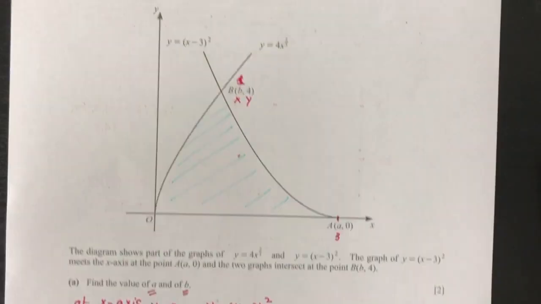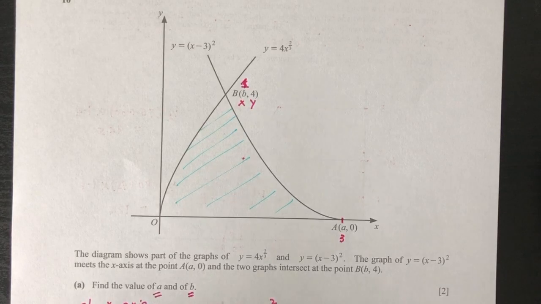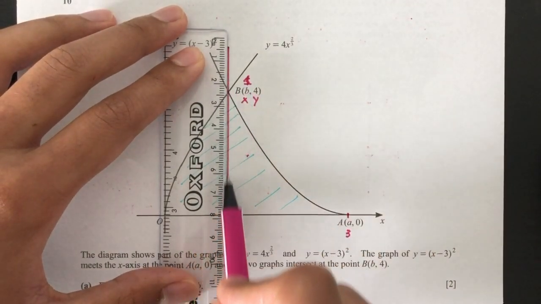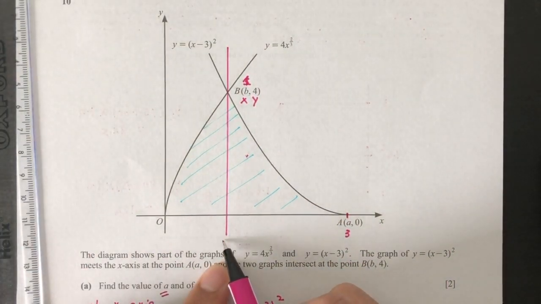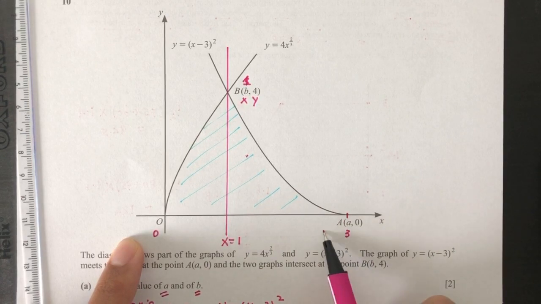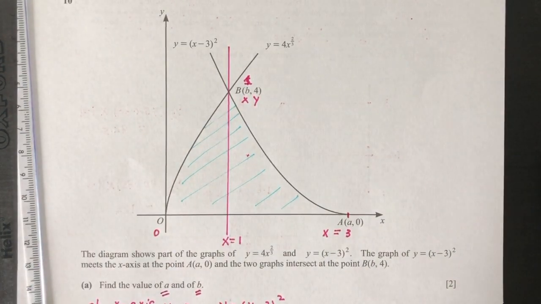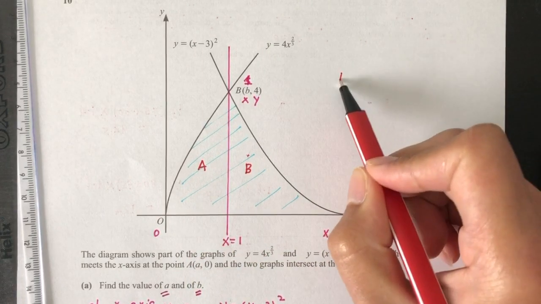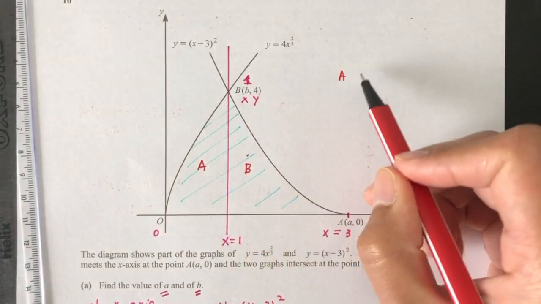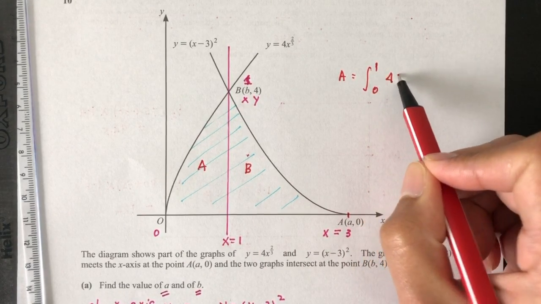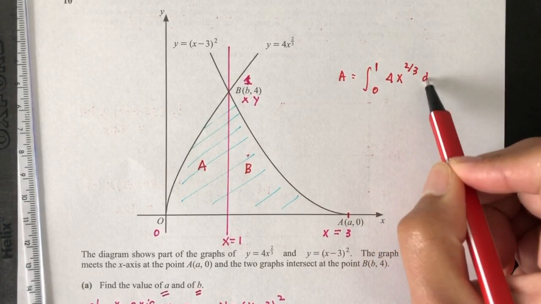So how would you find this area? There are two steps. The first one, let's break this area down into two parts. So we draw a line here. This will be your line, x equal to 1. This is 0, and this is x equal to 3. So we have to find this area in two parts. The first area will be area of A and area of B. Area of A will be the area under this graph, which is the integral from x equal to 0 to 1 of this graph, dx.